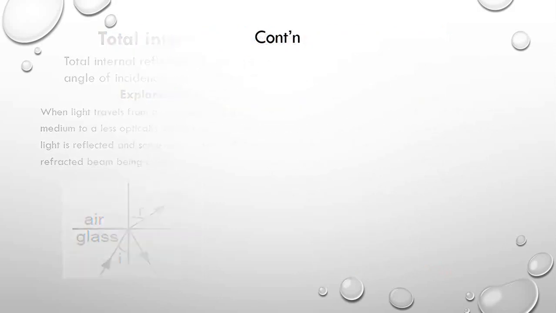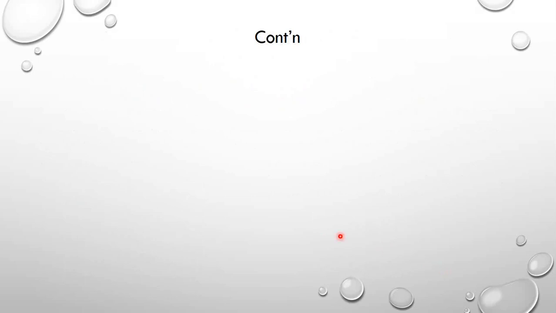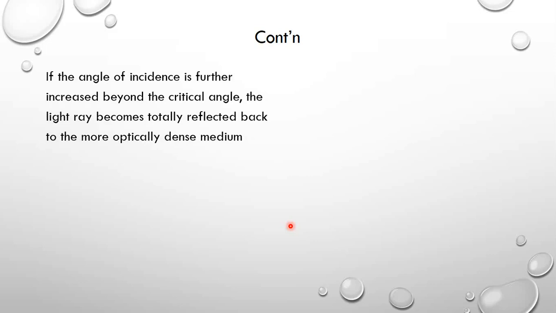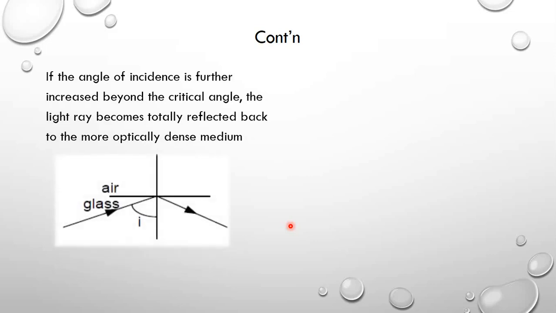Now, when we further increase the angle of incidence, all the light rays will undergo reflection within that denser medium, and that is going to be called total internal reflection. And that's what is going to happen. When we further increase the angle of incidence beyond the critical angle, all the light rays are going to undergo reflection, and that's going to be called total internal reflection.